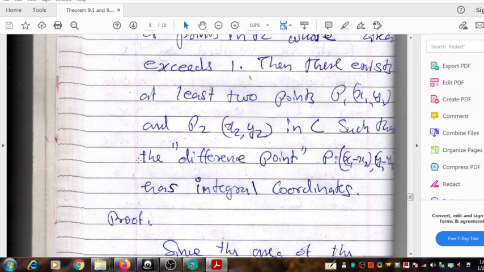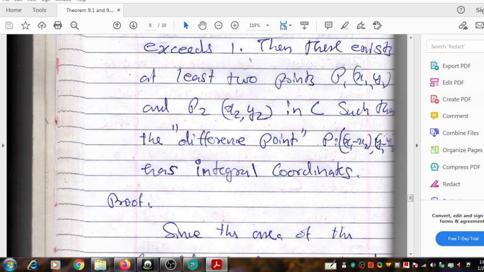The difference point is made by subtracting the x coordinate of one point from the other, and subtracting the y coordinate of one from the other, and we write the result as a point. Then we get the difference point. The difference point P is (x1 minus x2, y1 minus y2). The important thing is that the difference point has integer coordinates. Always we can make a difference point, but here the important point is that it has integer coordinates.